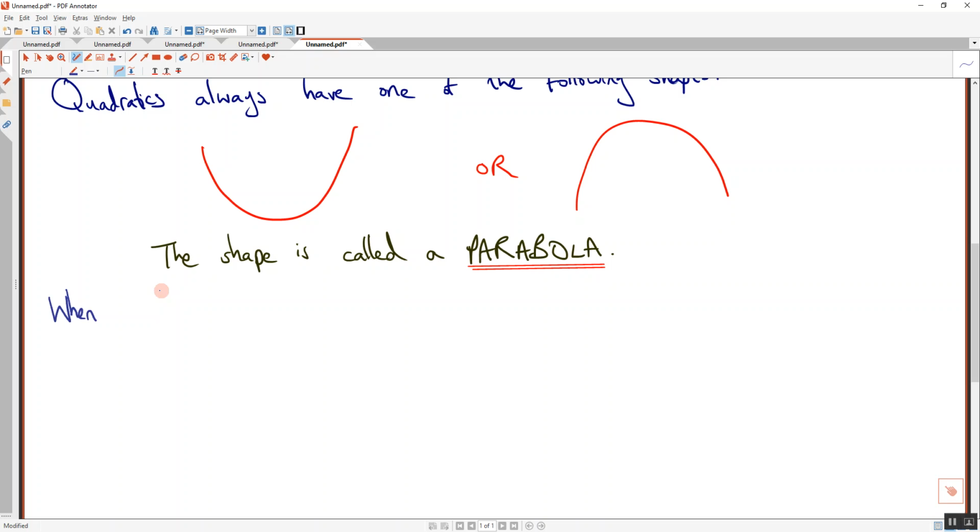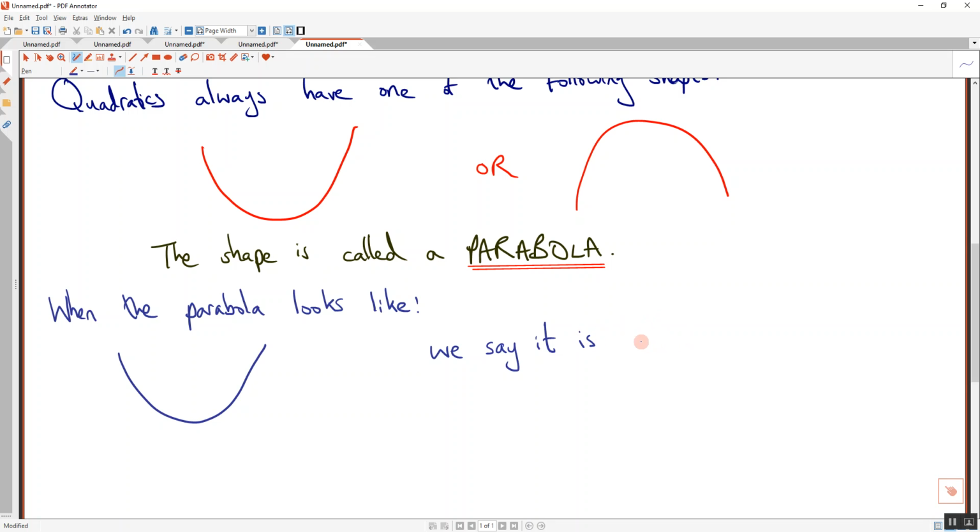Okay, so when the parabola looks like a U shape, we say it is concave up.